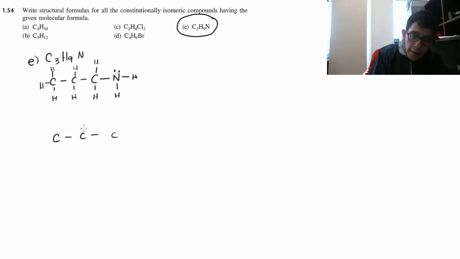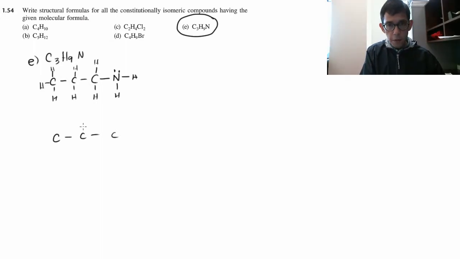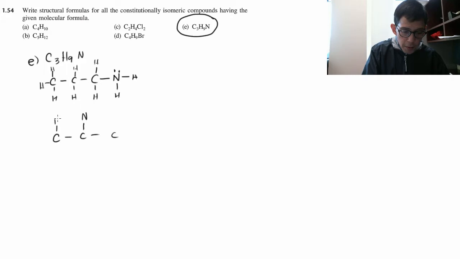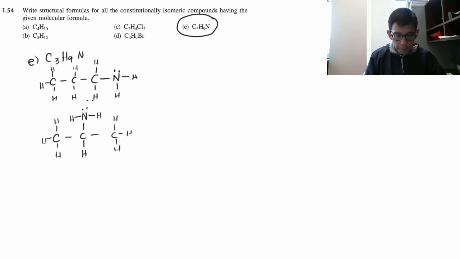The second one is where 1, 2, 3. The nitrogen now is attached to that middle carbon. Okay, so then the H's, that can take 3, and carbons take 3 H's. That carbon has 3 bonds to it, so that can take 1 more H. And that nitrogen can take 2 H's and a lone pair.